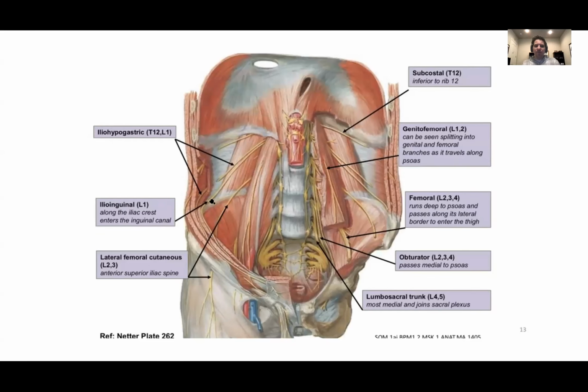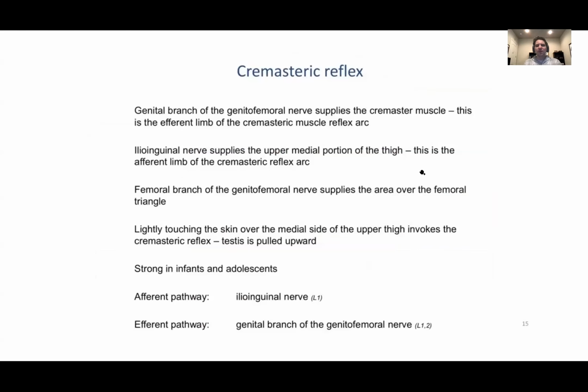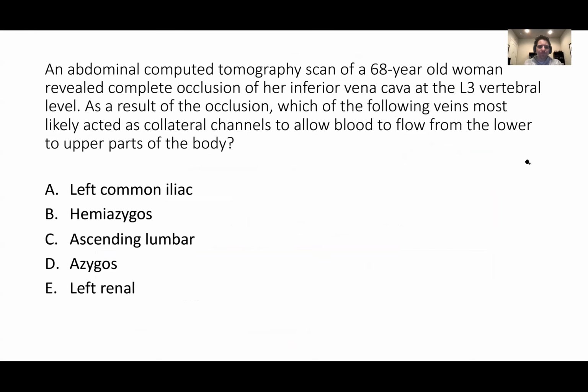Okay, so you could see here, just to point out, the ilioinguinal is the L1. It goes through the inguinal canal. Iliohypogastric goes a little bit above it, around the area of the kidneys. Genitofemoral is L1, L2. So make sure you know these just in case you get a question on those. We discussed the cremaster reflex, ilioinguinal, and the genitofemoral nerve. Okay, let's try this one.